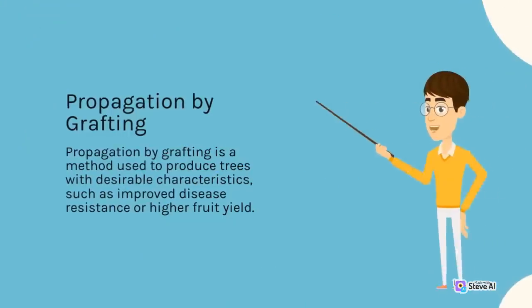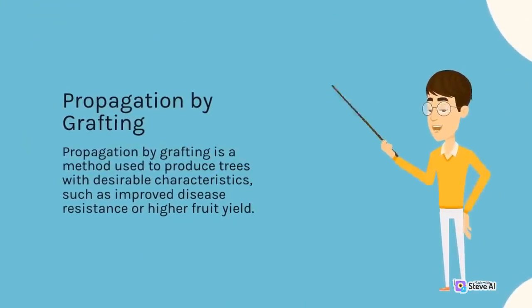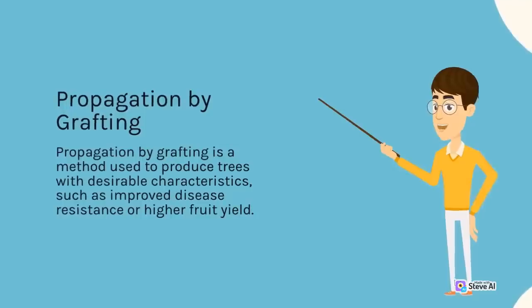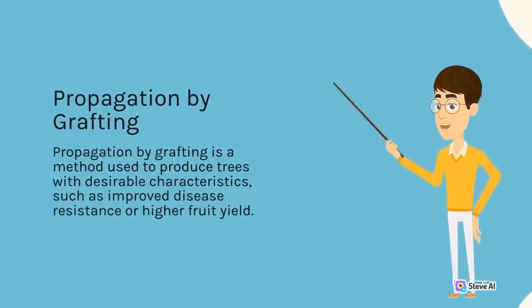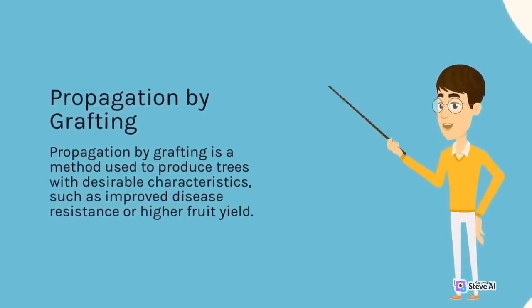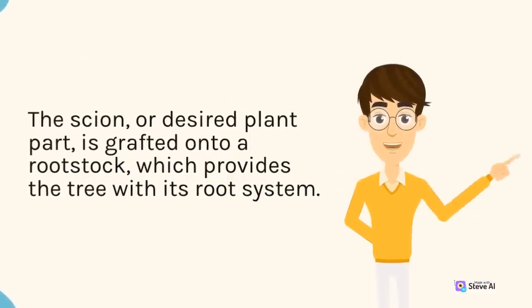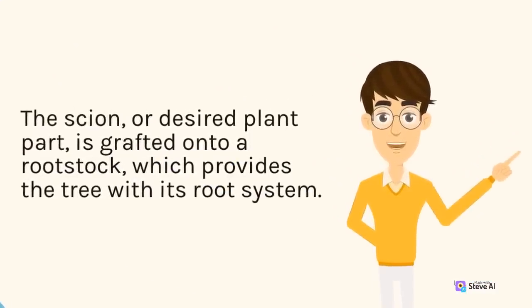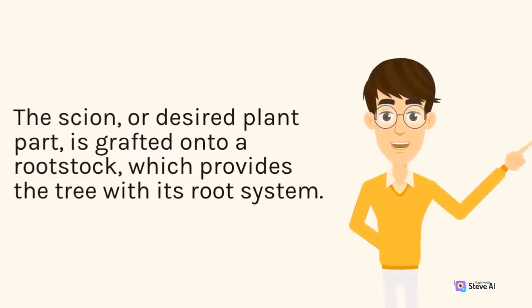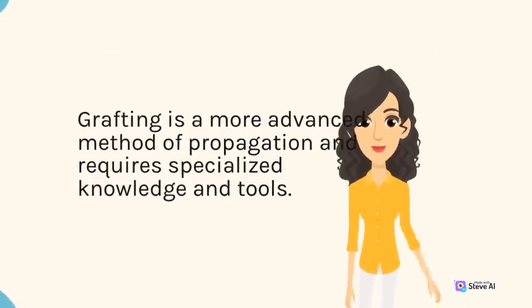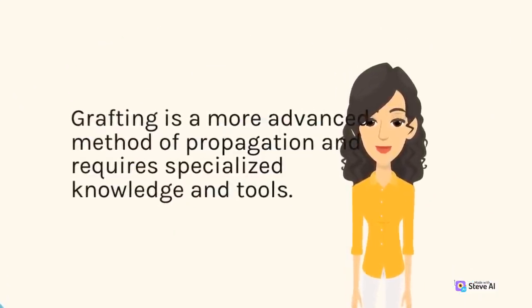Propagation by grafting. Propagation by grafting is a method used to produce trees with desirable characteristics, such as improved disease resistance or higher fruit yield. The scion, or desired plant part, is grafted onto a rootstock, which provides the tree with its root system. Grafting is a more advanced method of propagation and requires specialized knowledge and tools.